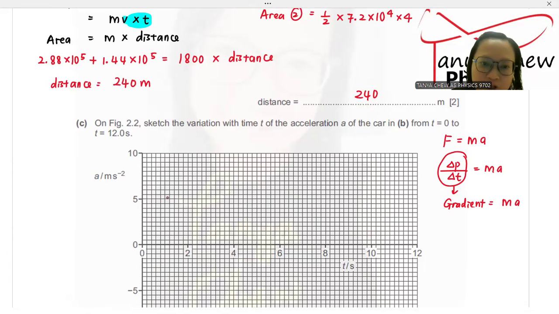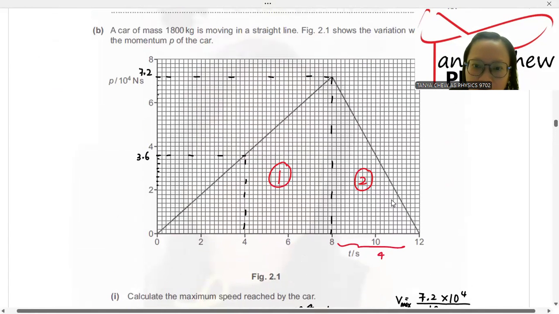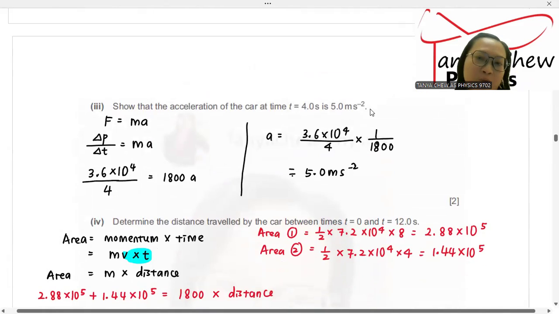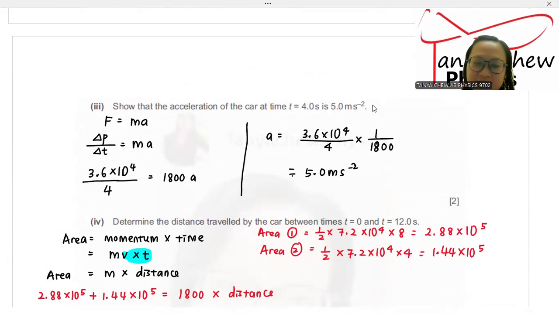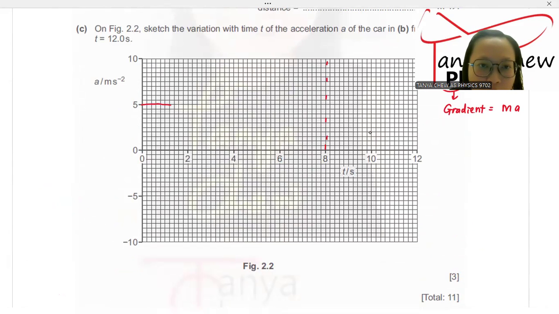That is why gradient is directly proportional to acceleration. So the acceleration from 0 to 8 seconds, because it is a straight line graph, the gradient of the graph is constant. Remember, we have calculated the value of the acceleration, which is 5 meter per second square. Because it is a straight line graph, it does not just stop at 4 seconds but at 8 seconds. So at 4 seconds, the acceleration is the same as at 8 seconds. I'm going to stop right here, at 8 seconds. This is 5. So you draw a horizontal line.